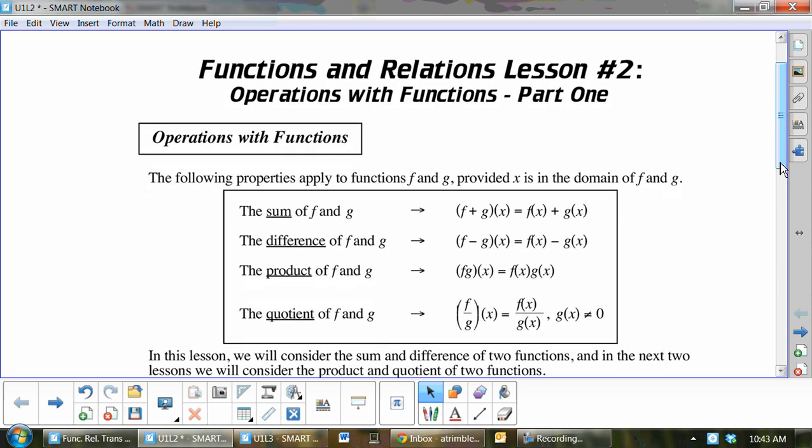Now, we're going to be learning the sum, difference, product, and quotient.